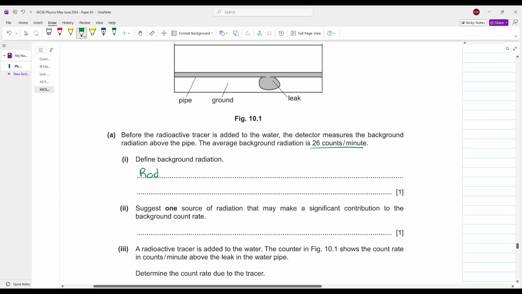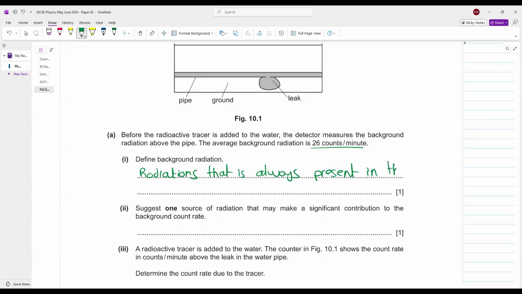Radiation that is always present in the environment, right? Radiation that is always present in the environment is your background radiation. Suggest one source of radiation that may cause a significant contribution to the background count rate. Cosmic rays. Simple as that. Let's move ahead.